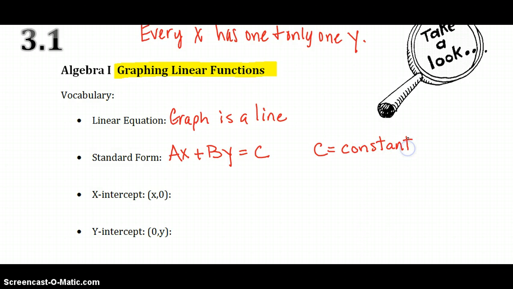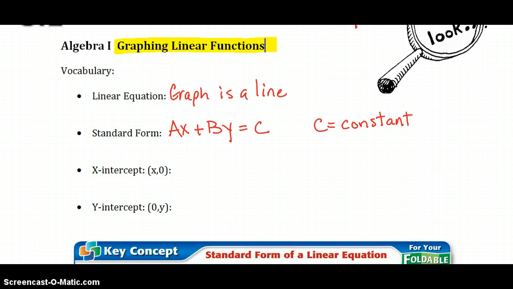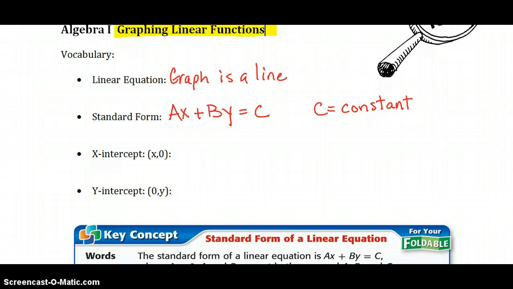We've reviewed this in class. X is a variable, y is a variable. It means they will vary, but c here is a constant. It is not going to change. It does not have a variable. Alright, linear equations, by the way, notice that the x is not squared, nor does it have a negative exponent. X and y have an understood exponent of 1. That's one way to know it's a linear equation before you graph it. After you graph it, it should be obvious because it should be a line.